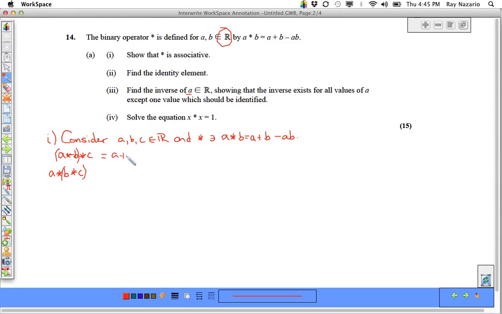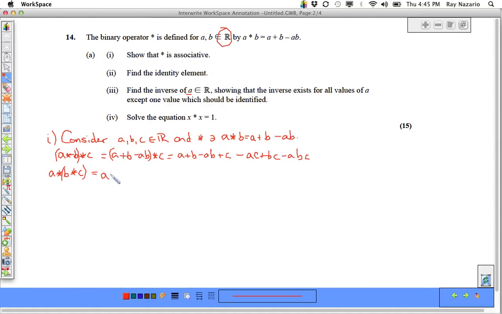So this will produce A plus B minus AB star C, which will be the first element plus the second element minus the product of the two elements. I'm going to go ahead and distribute while I'm at it. So I've skipped a step.